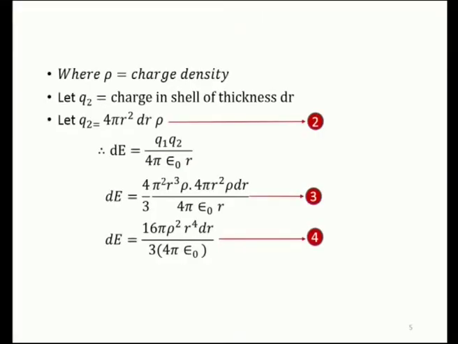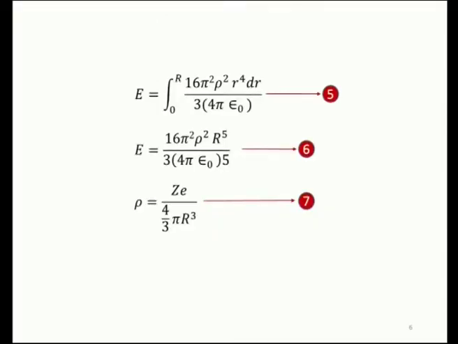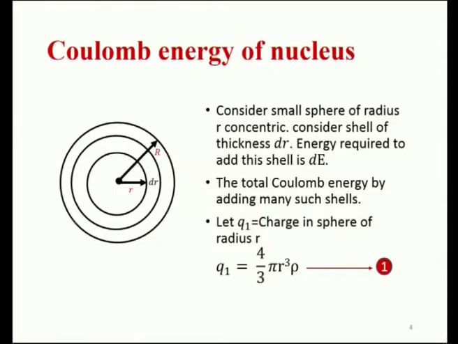Now we have to add many such shells. When you are adding up many such shells, mathematically it means we are integrating. So we go to the next part as integration. The total Coulomb energy of the nucleus: as we saw in the previous step, the shell radius, small r, is a variable that changes from 0 to capital R. So the integral limits will be 0 to capital R. This dr is a variable thickness, r is a variable. Now we come to this integration part.